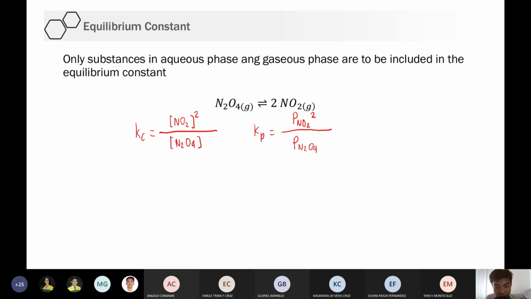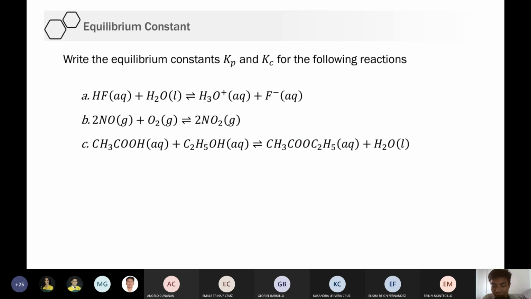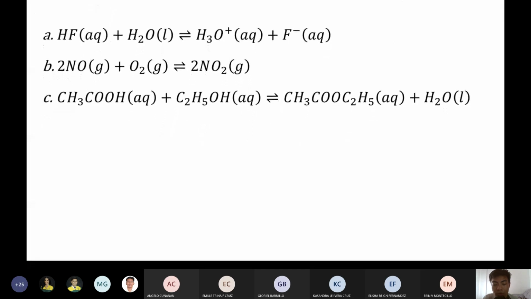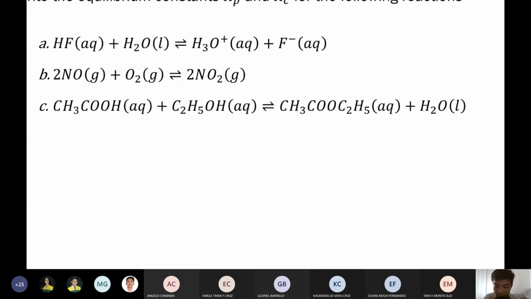Okay? So, let's try some examples here. Practice tayo sa pagsulat ng equilibrium constant. So, we have these three equations here. So, let's try to write the equilibrium constant expression. So, let's have letter A. We have hydrofluoric acid plus water producing hydronium ion and fluoride ions. Sulat natin. Ano yung magagawa natin dyan? Kc lang ba? Kp or Kp lang? So, since ang ating substances ay aqueous, yan ay Kc lang.